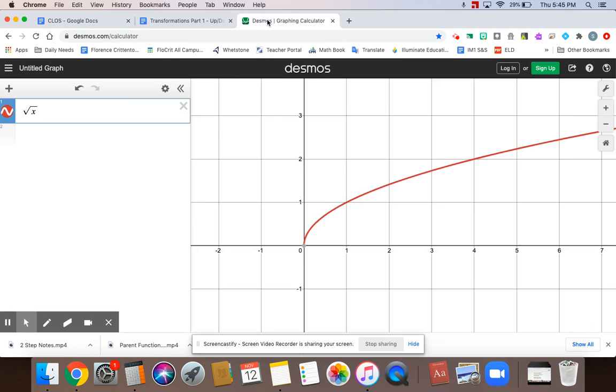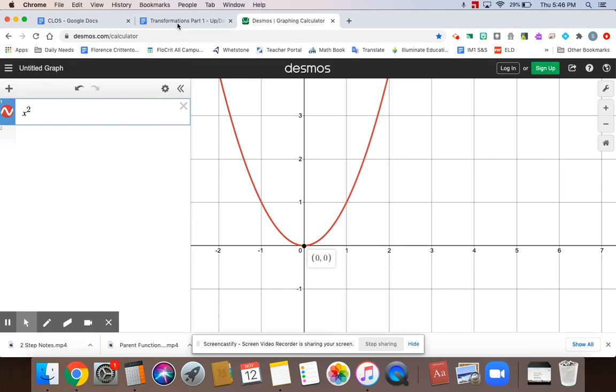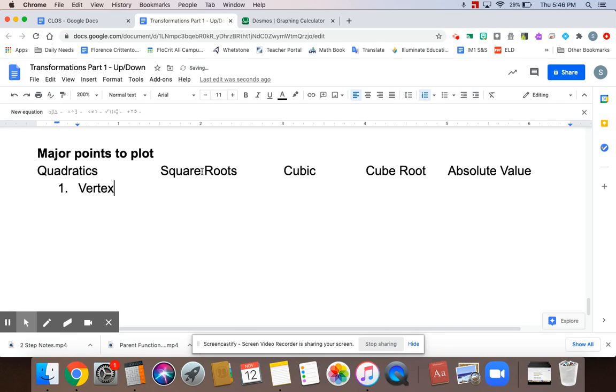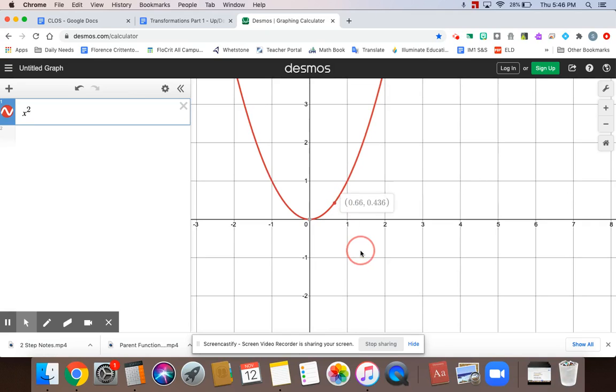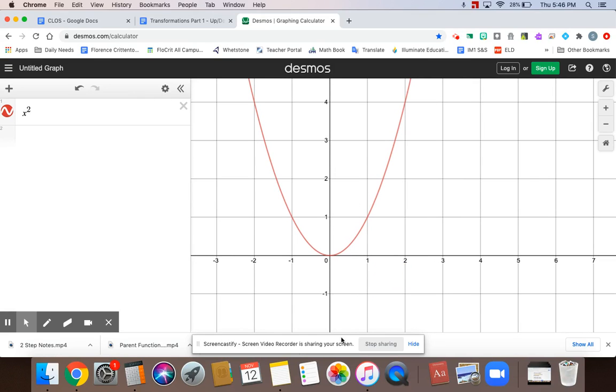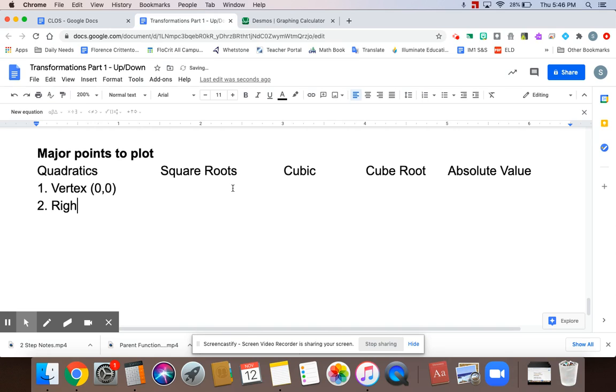So the major points to plot for a quadratic, remember quadratics are x squared. It has the first one at 0, 0, the vertex, which originally starts at 0, 0, but it can get moved. Remember, it doesn't always stay at 0, 0. The second one I can always plot, and it doesn't matter which one you do first after the 0, 0. But from here, we would normally go over 1, up 1 to get this 1, 1. So it'd be right 1, up 1. No matter where I move my vertex, no matter how far up or down it goes, my second point is always going right 1 and then up 1.